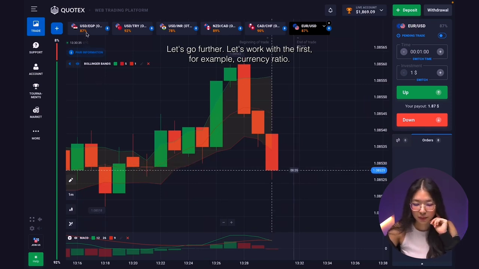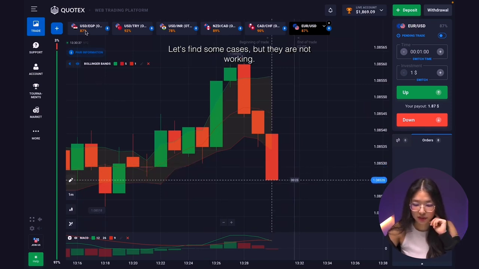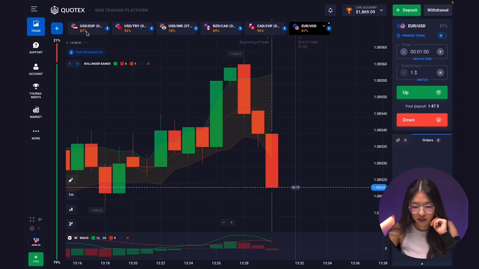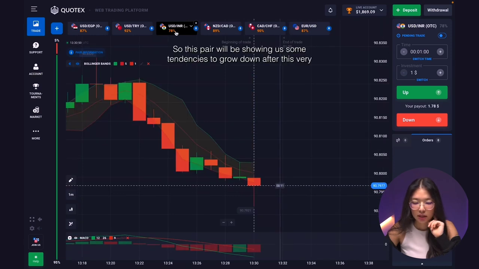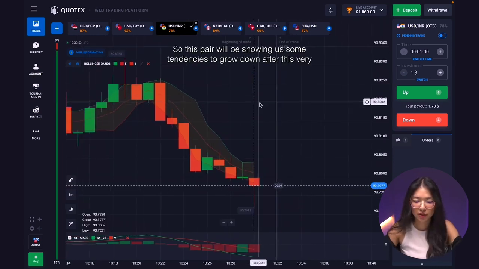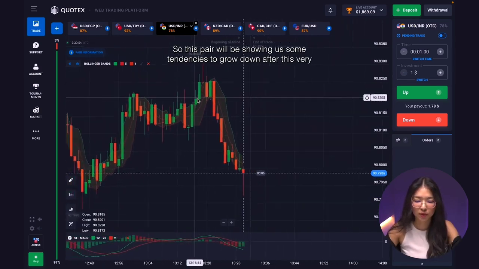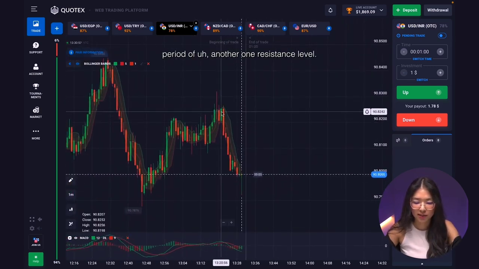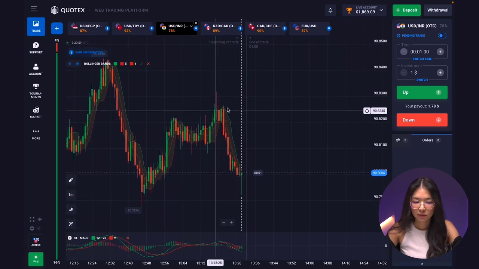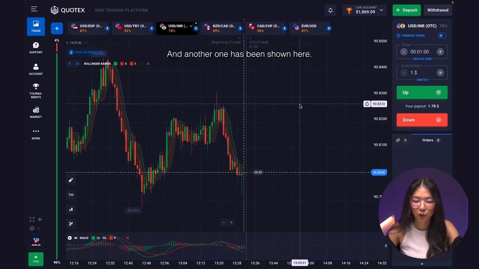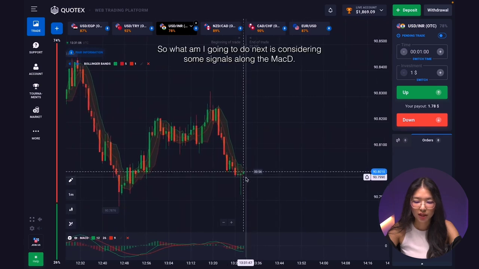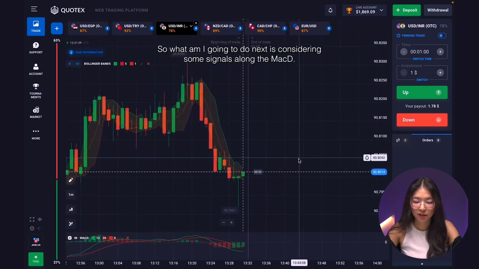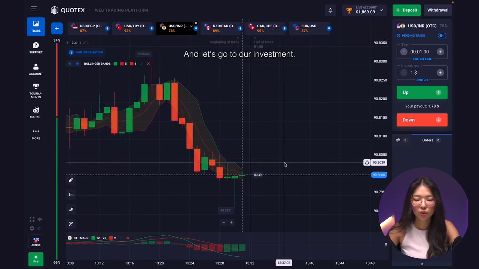Let's work with the first, for example, currency ratio. Let's find some cases, but they are not working. Alright, let's go and work with the third one then. So this pair will be showing us some tendencies to go down after this very period of one resistance level. And now one has been shown here. So I'll be using it, and there is a new one, lowest low. So what I am going to do next is consider some signals along the MACD.